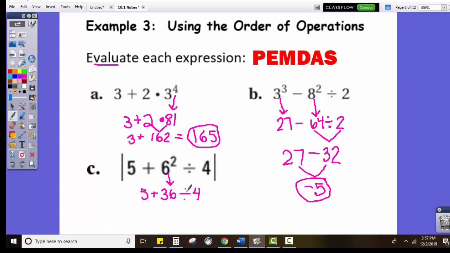Okay, now I need to do this division before I do the plus. And I'll put my absolute value symbols there. So 36 divided by 4 is 9. Bring down the plus 5, my absolute value bars. 5 plus 9 is 14. And the absolute value of 14, well, 14 is 14 spots away from 0. So the absolute value of 14 is positive 14.